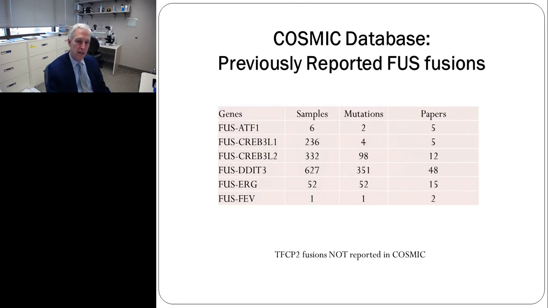And so the next thing I did was I went to the databases to see if this fusion had ever been described before. And while FUS fusions have been described, this particular FUS fusion has never been described. So you can see some of the FUS fusions that have been described, such as FUS-CREB3L1 and 2, FUS-DDIT3, FUS-ERG. And these columns are showing you how common they are. So the most common FUS fusions are FUS-DDIT3 and CREB3L1 and 2.